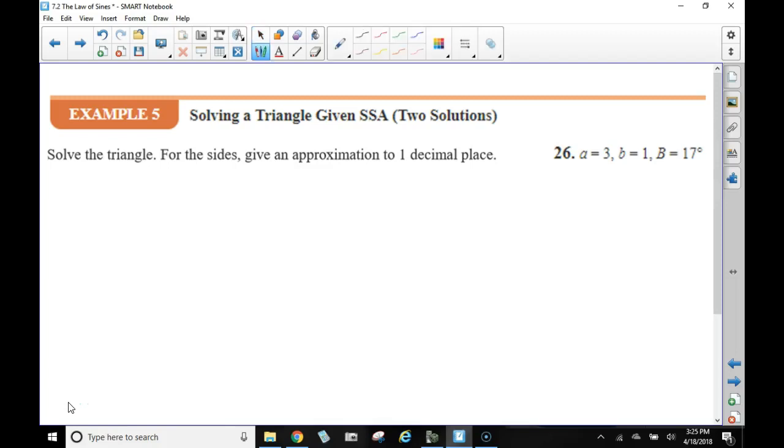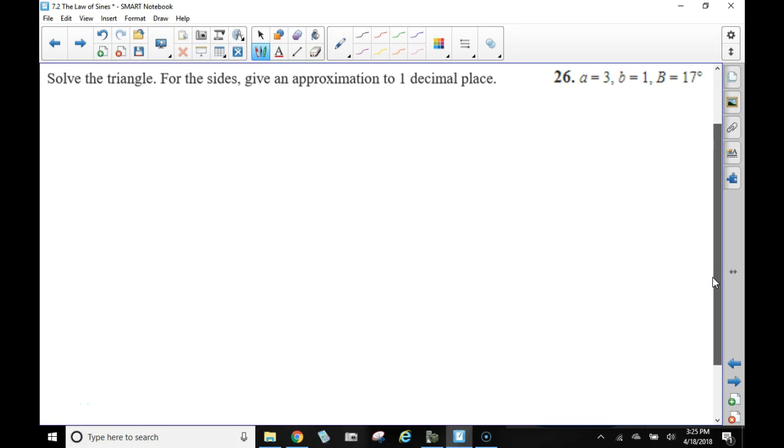All right, on example 5, we don't know what the title says. Okay, let's pretend like we don't know. We're going to solve the triangle with this given stuff. Okay, so let's draw a little reference triangle of some sort.